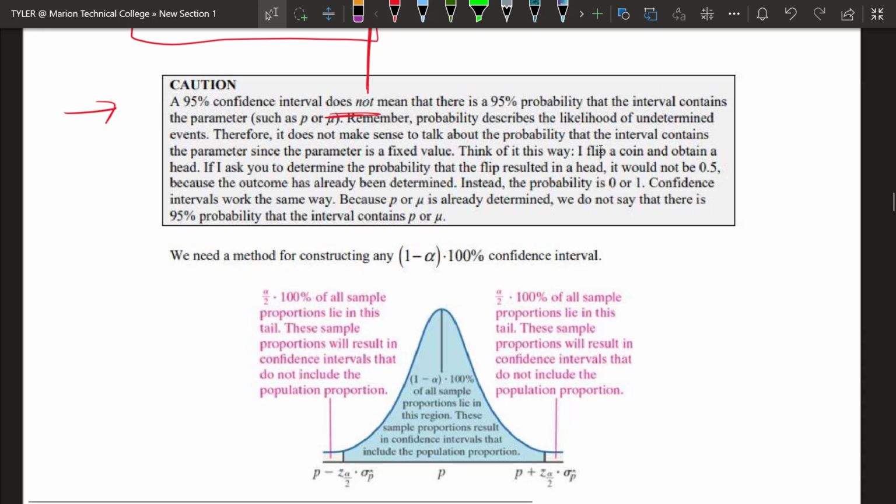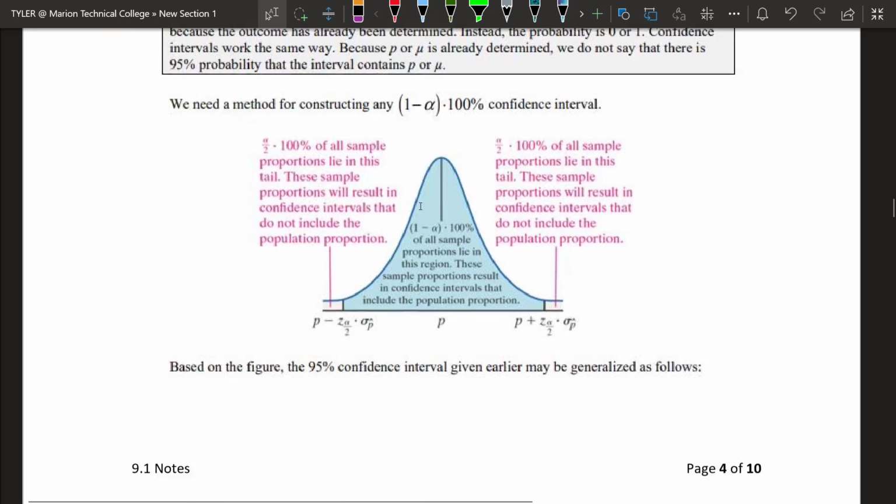So think of it this way. If I flip a coin and obtain a head, and then I ask you to determine the probability that the flip resulted in a head, it would not be 0.5, because the event is not undetermined, it's already determined. I already know what the event is. So instead, that probability would be 0 or 1. Either it happened or it didn't happen. So confidence intervals work the same way. Because p or mu, the population proportion and the mean, are both parameters, these are already determined values. So that's why we don't say that there's a 95% probability that the interval contains p or mu.